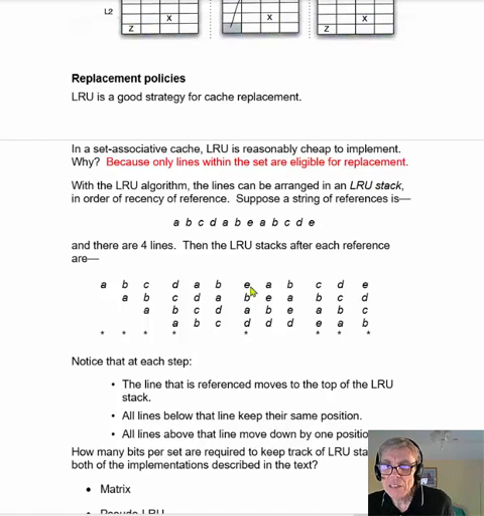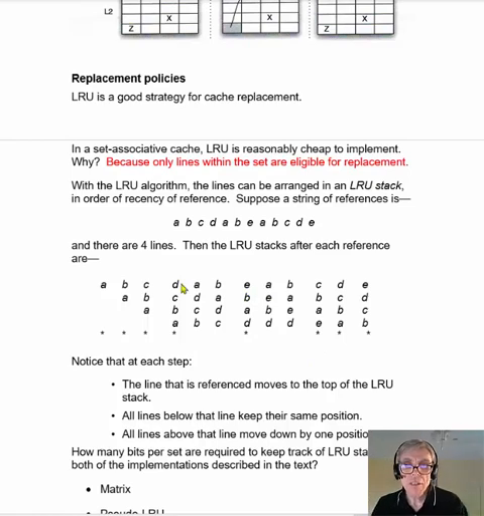Now, when we access block E, E isn't in the set, so it's going to replace something. So it's got to come into the set and replace something. And what is it going to replace but the least recently used block, or C? So now E is the most recently used, with B being next, A is third, and then D is last. Again, all blocks drop down by 1, except for the one that was just referenced, which is E.